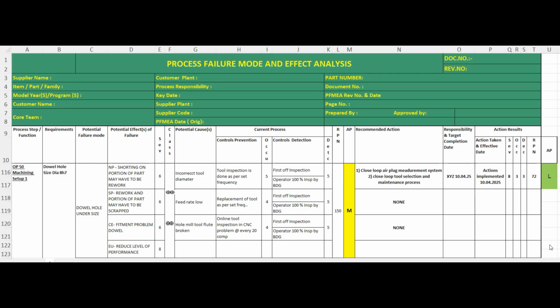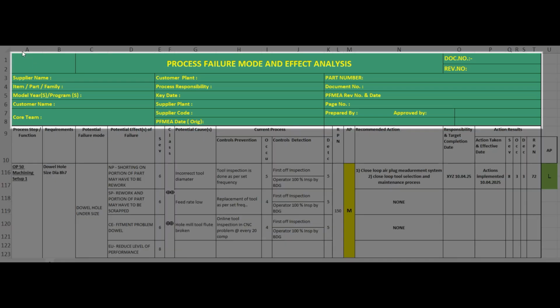Let's understand FMEA with a simple example. The green color area you see here is the title block of the FMEA format. It contains important information such as part number, part name, revision number, supplier name, core team member, document number, FMEA initiation date, latest revision number and date.